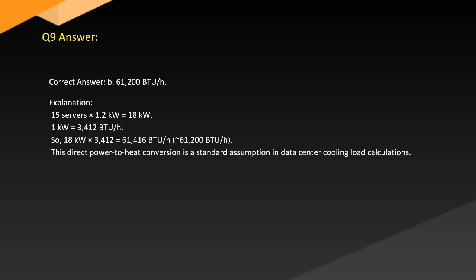Answer. Correct answer B. 61,200 BTU/hr. Explanation. 15 servers x 1.2 kW equals 18 kW. 18 kW x 3,412 BTU/hr per kW equals 61,416 BTU/hr, approximately 61,200 BTU/hr. This direct power to heat conversion is a standard assumption in data center cooling calculations.